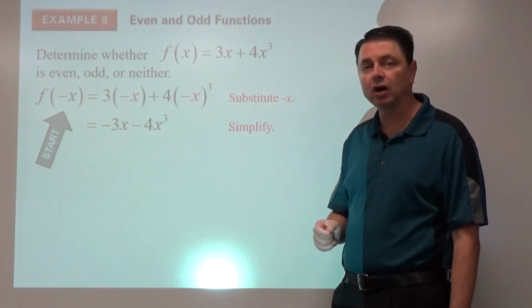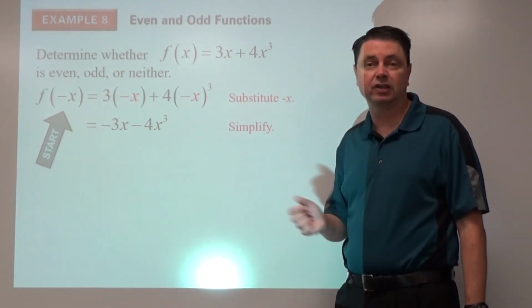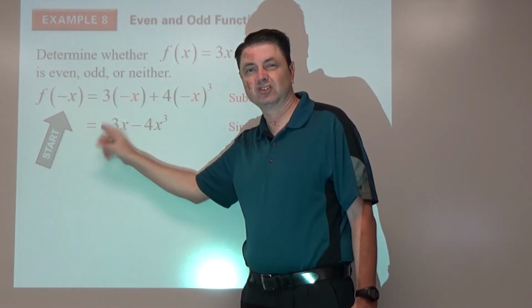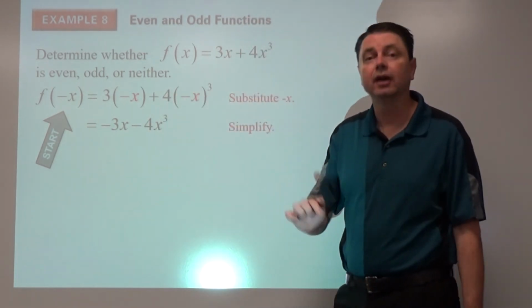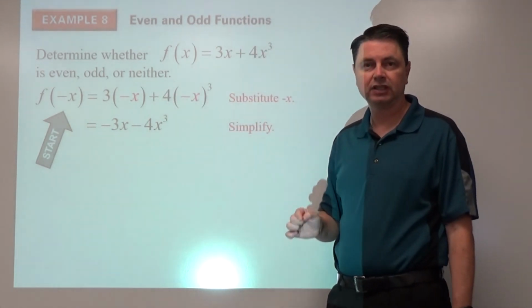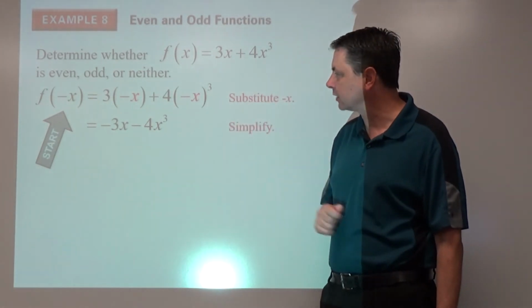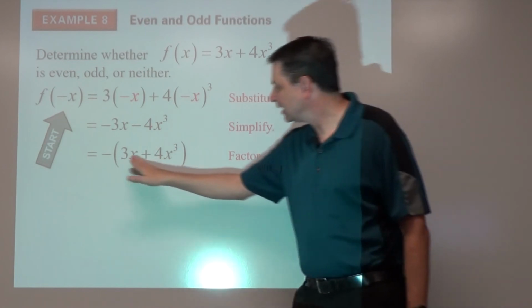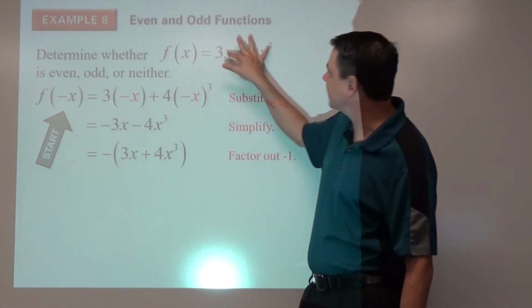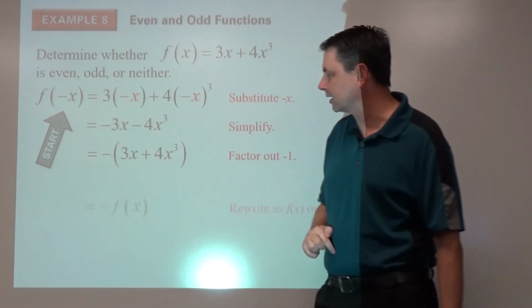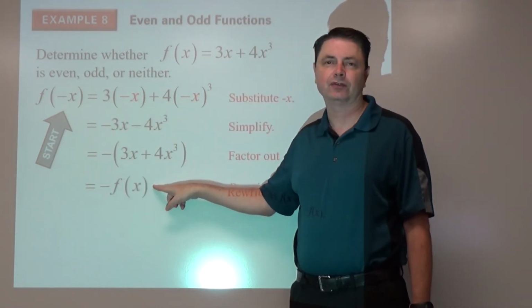If we're checking for odd, we want to see if it's the opposite of the original function. So we have to factor out the negative. That is your next step. If you're checking for odd, factor out a negative, even if you don't see it there. So we'll do that. What is this? That is f of x. So we'll say this is equal to negative f of x. You absolutely have to have this step.